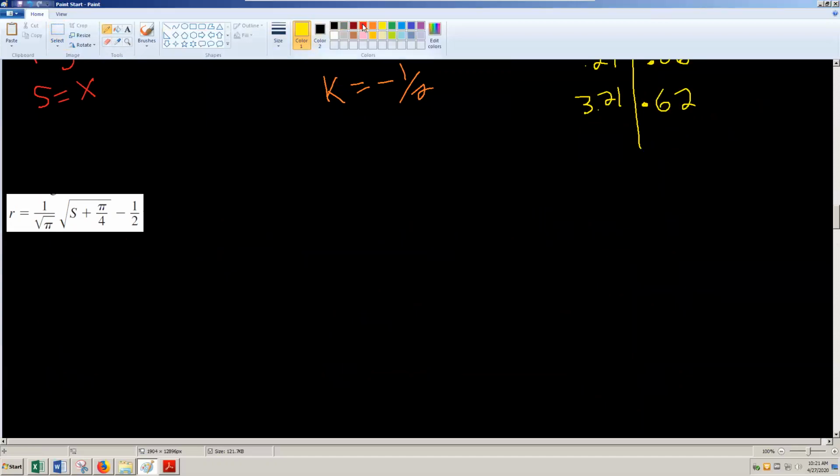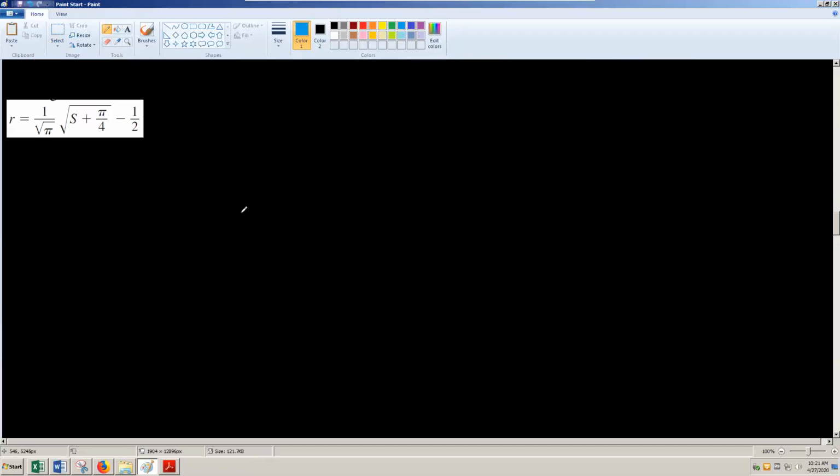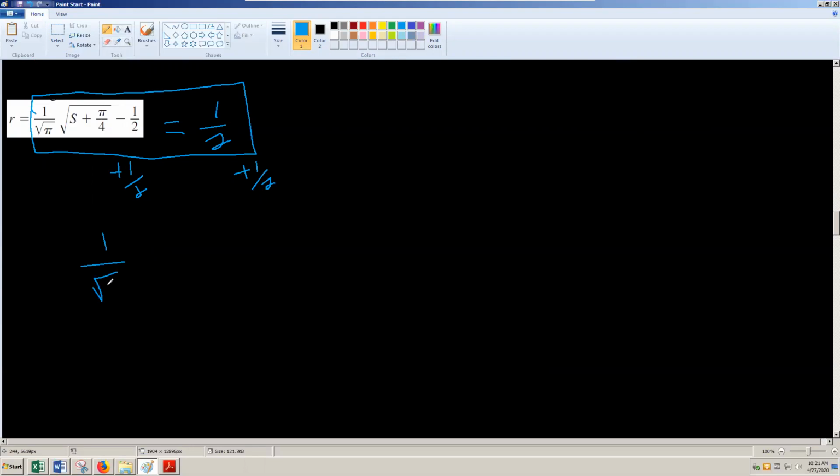I already used red before, let's do blue down here. So looking at this thing, all I'm basically saying is now I have 1/2 equal to all this stuff. So again, this is just saying my radius is 1/2. And so I want to solve for my x value. So the first thing I'm going to do is add 1/2 to both sides, getting rid of my constant there. So now I'm saying I got 1 over square root pi times, I'm going to put this in a big set of parentheses, my root of s plus pi over 4 equals 1 here.